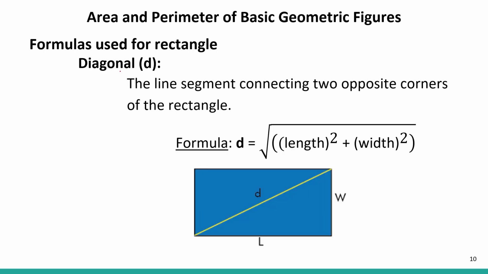Let's see what diagonal D is. It is the line segment connecting two opposite corners of a rectangle. So D is equal to the square root of length square plus width square. As we have a rectangle right here with a length and a width, the length of the diagonal will be equal to the square root of length square plus width square.